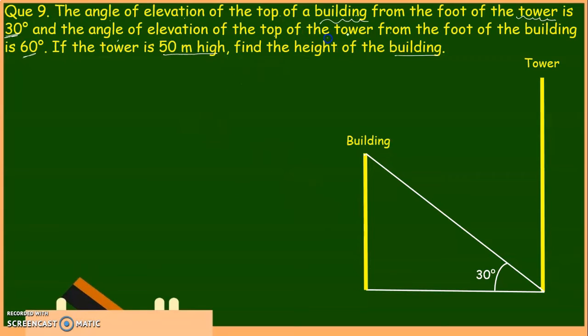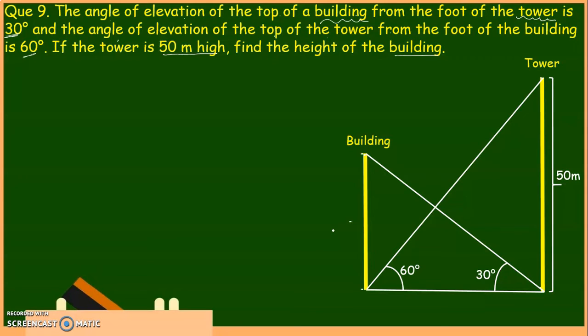And angle of elevation of top of the tower from the foot of the building, so this angle is given 60 degree. And here the height of the tower is given 50 meter and we want to find out the height of the building. Let's say h. The distance between this building and tower is, let's say, x meter. So here we have two triangles. First triangle ACD and another triangle ABC.